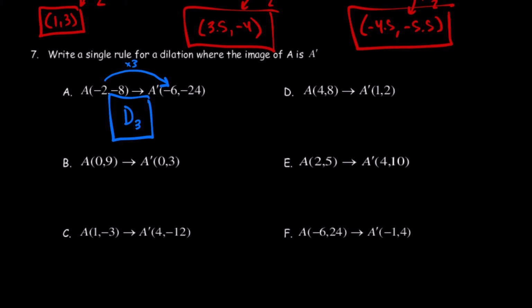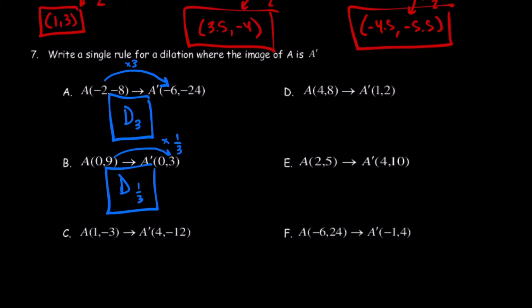Let's go in order here. So B, the zeros aren't going to tell me anything, but 9 went to 3. So you have to go left to right, or the object to the image. So what do you multiply 9 by to get 3? Well, it's less than 1, right? Because the number gets smaller. It's 1/3. Or you can ask yourself, what did I divide by? Well, I had to divide by 3. So division by 3 is the same as multiplying by 1/3. So this is a dilation of scale factor 1/3.